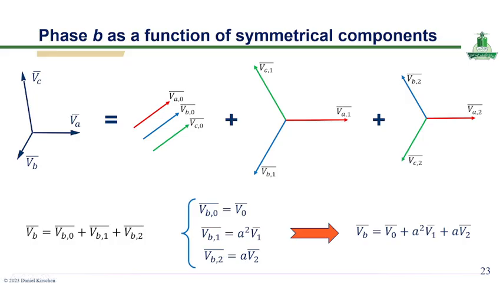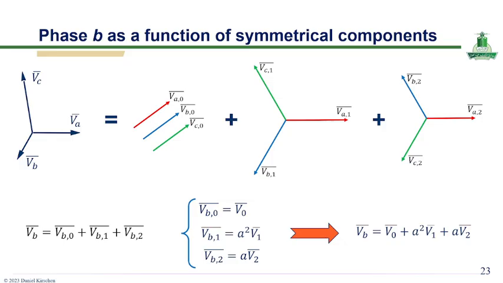In this slide, I want to extend the symmetrical components context to phase B. Similar to phase A, the voltage of phase B can also be expressed as the summation of its zero, positive, and negative sequence components. However, due to the phase shifts between the three phases, these components are related through the operator A, which represents a 120-degree rotation, as I told you before in the previous slides.